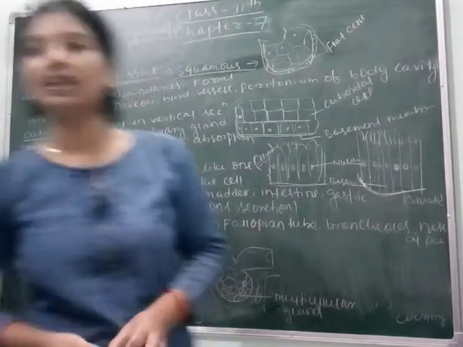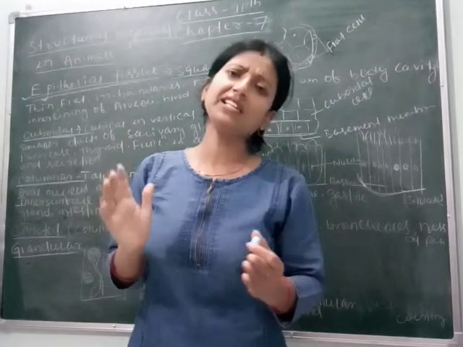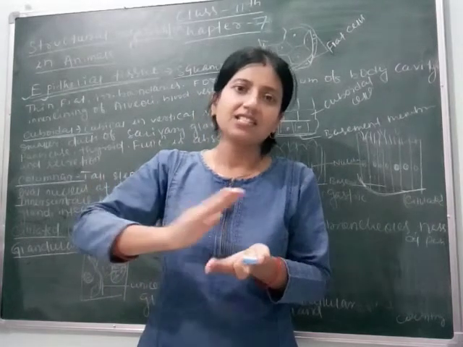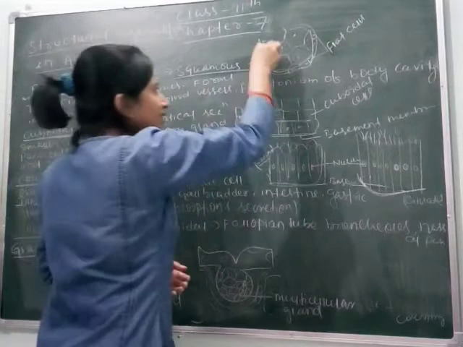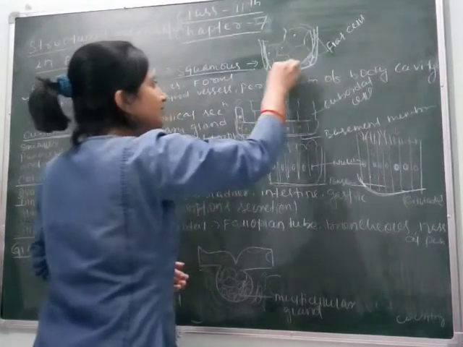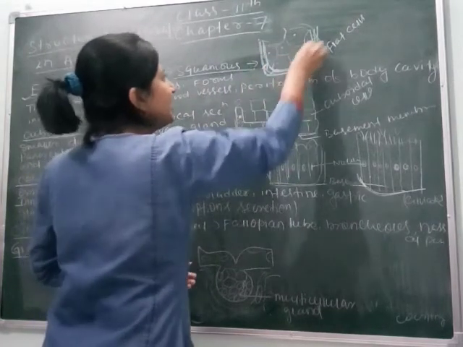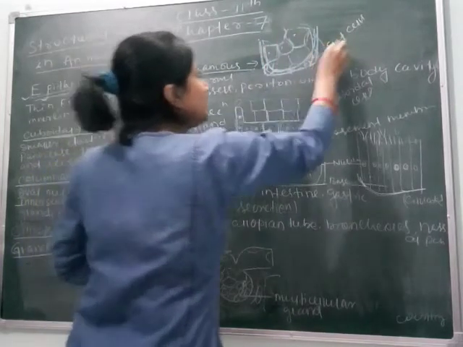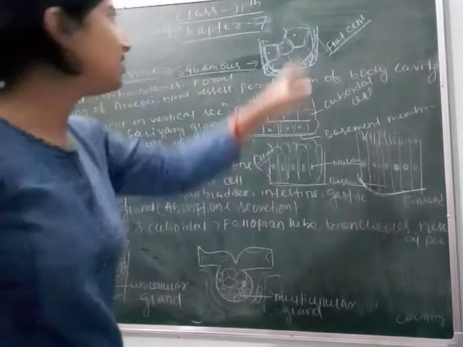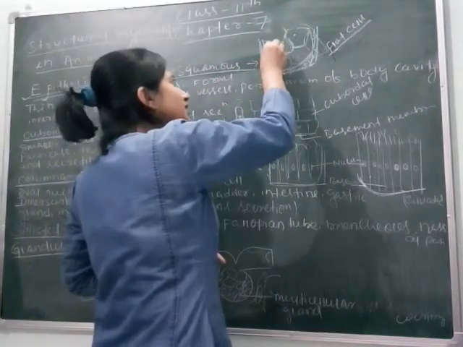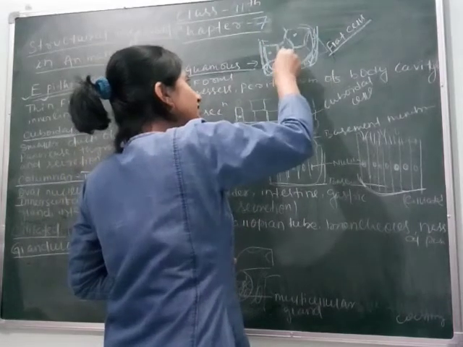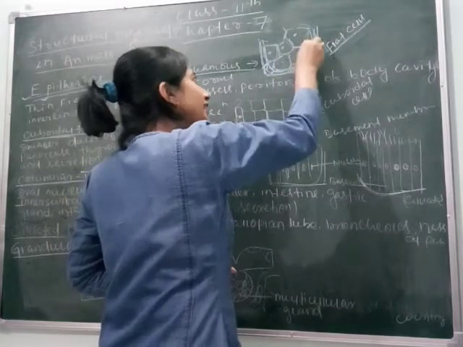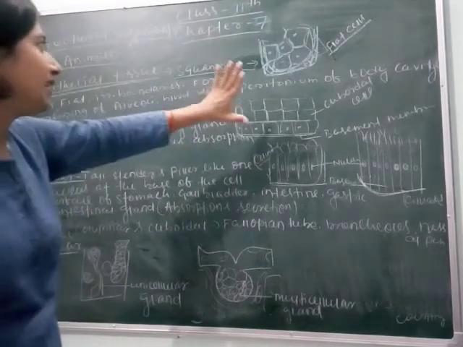First, squamous epithelial tissue. If we see the structure of squamous epithelial, they are single layer and flat in structure. You can see the diagram here. Single layer means a single layer of cells is arranged in it, and flat in shape. These are flat cells, that's why it is named squamous. The nucleus is present in the central part of the cell. So these are the cells, and inside the cell the nucleus is present. This is your squamous epithelial tissue.